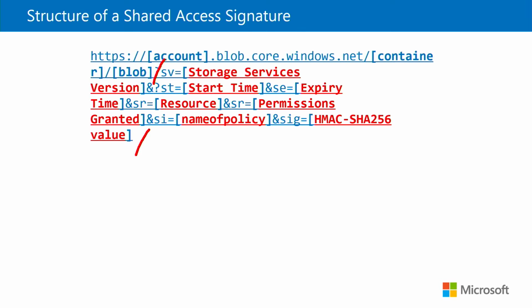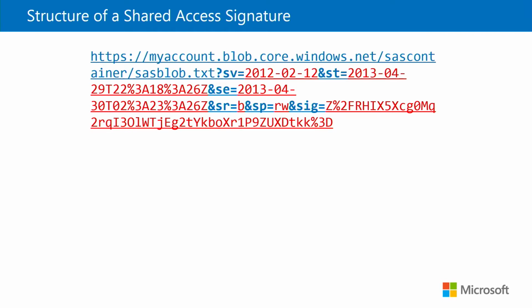Now, what does this look like as an actual example? Here we have an actual example of a shared access signature with all those different components. So we have the version of the shared access signature. I've got the start time, so that's April 29th of 2013 through April 30th to a particular time there. The resource is blob, your permissions are read and write, and then you've got the rest of the signature.